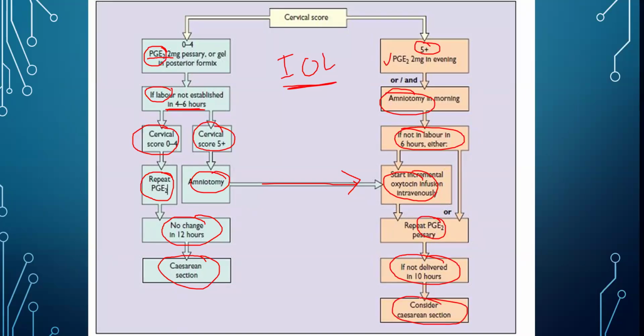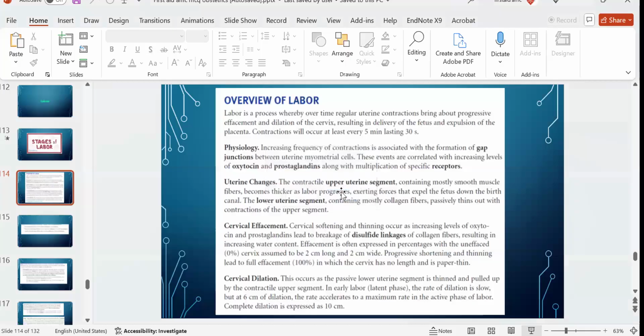Okay, so you need to know this scoring system. You don't need to know how to calculate the score. You need to know what has to be done if it is less than 5 and what to do if it is more than 5. Cervical score and Bishop score are the same, and you don't need to know how to calculate it. It will be given. So that's mostly all that we need to discuss.